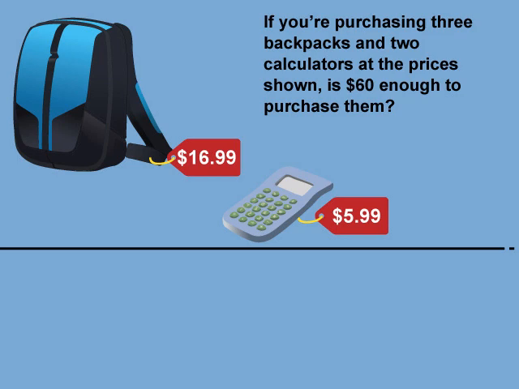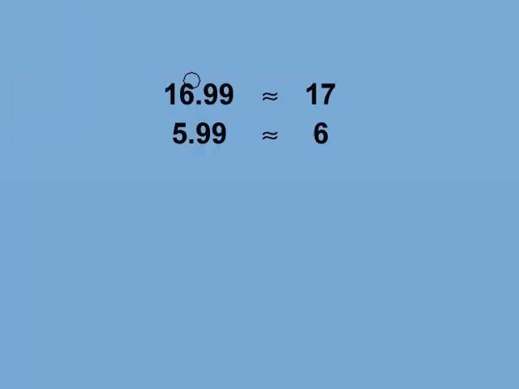If you're purchasing 3 backpacks and 2 calculators at the prices shown, is $60 enough to purchase them? To simplify the calculation, round the prices for the backpack and the calculator to the nearest dollar. In this case, $16.99 rounded to the nearest dollar is $17, and $5.99 rounded to the nearest dollar is $6. With these whole number estimates, we can more easily calculate the amounts.